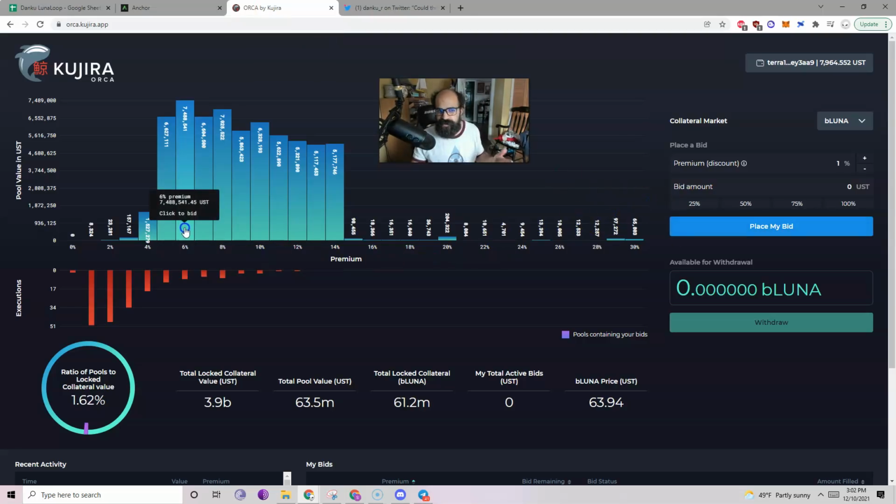You'd place a bid probably somewhere between 5 and 8%. You can see it's only been emptied 3 times, whereas ones over here have been emptied 34 times. So you're much more likely to get your bid filled if you do like a 4% or 6%. Basically, the way this works is you're bidding on liquidations. The premium is the discount, so you would get Luna for a 6% discount effectively. So like 94% of the Luna price at that time is what you would pay for it, which is really good.